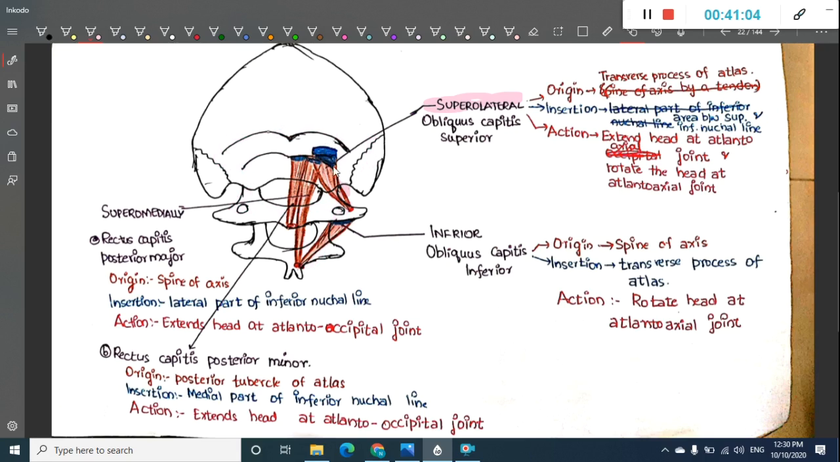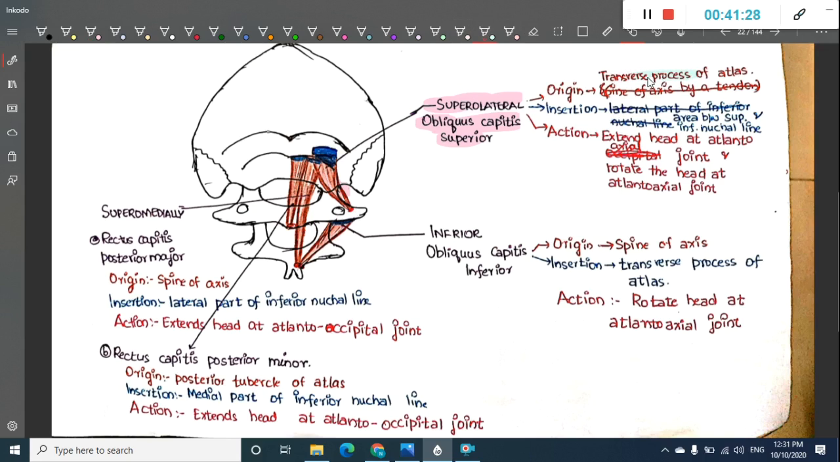Superolaterally, the muscle is obliquus capitis superior, and this superolateral muscle takes its origin from the transverse process of the atlas.